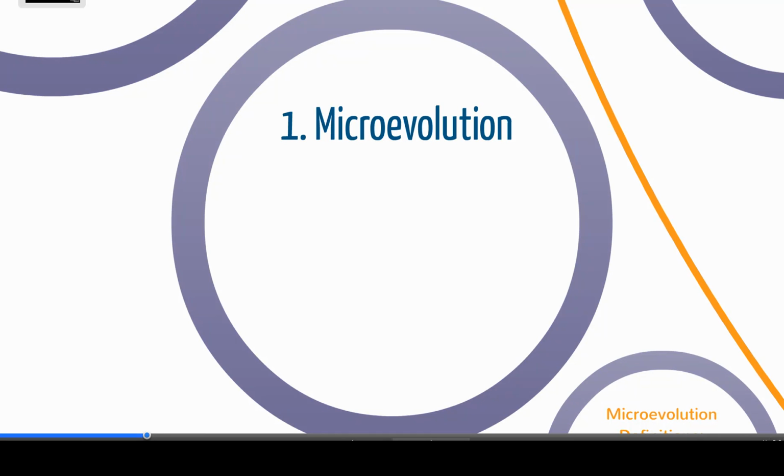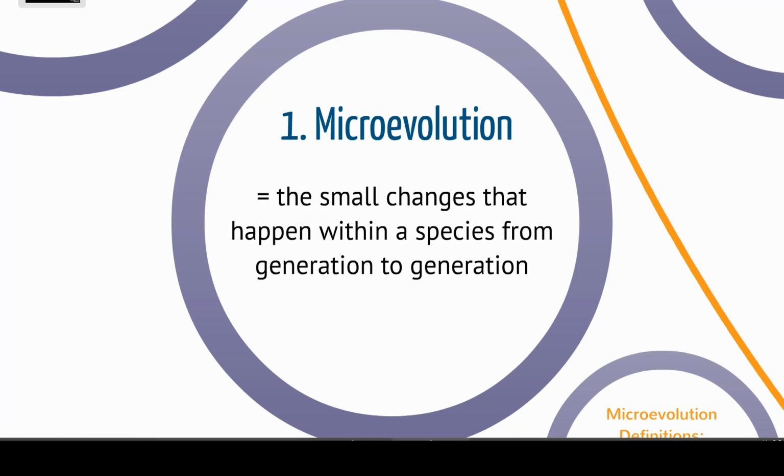So we're going to break our discussion of evolution into two main parts, microevolution and macroevolution. Microevolution is the small changes that happen within a species from generation to generation. There are two key points to this definition. First, within a species, and second, from generation to generation. So this is a pretty short time scale.